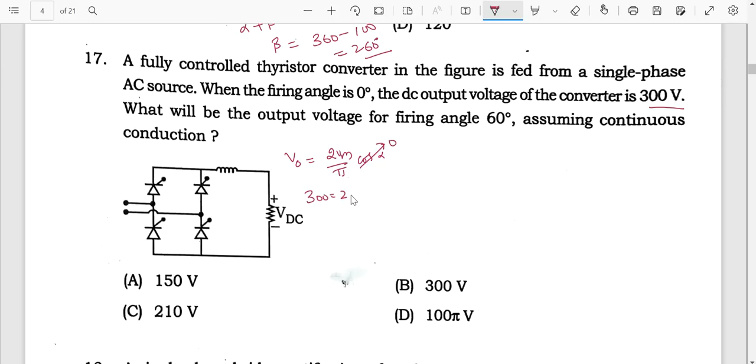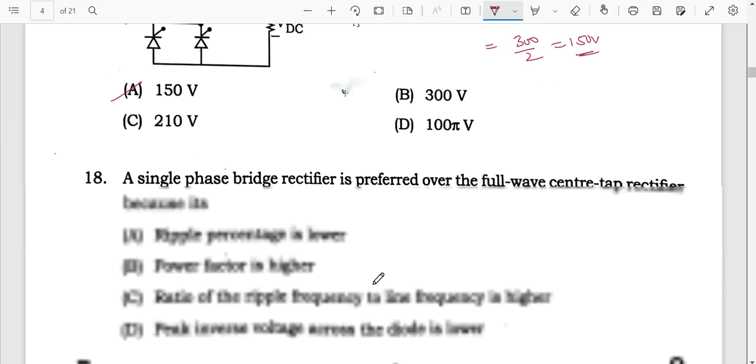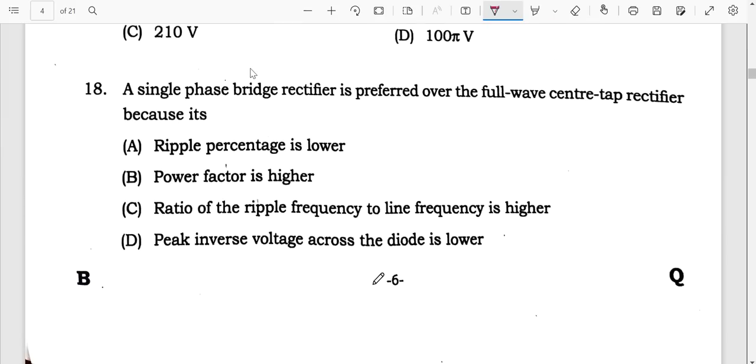So V naught is nothing but 300, equal to 2 Vm by pi. Similarly, we need to find it at the firing angle of 60 degrees: 2 Vm by pi into cos 60. We know the value of 2 Vm by pi, which is 300, so 300 into cos 60 is equal to 300 by 2, 150 volts is the answer. So answer will be A. Okay, next question here.